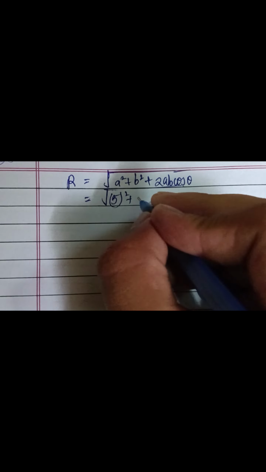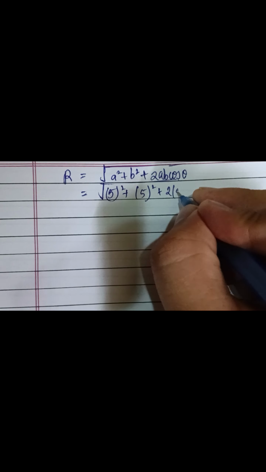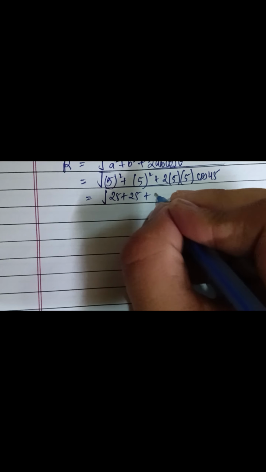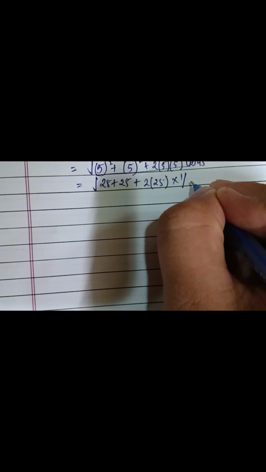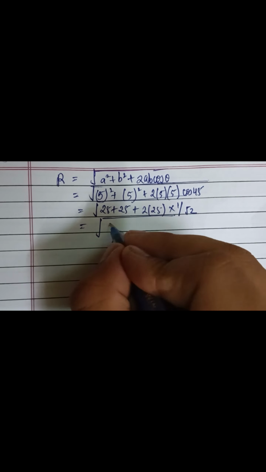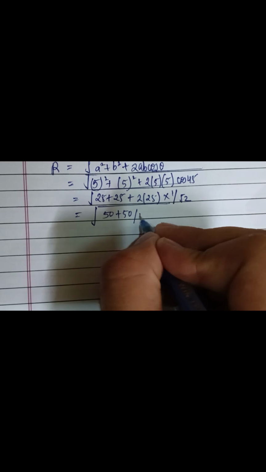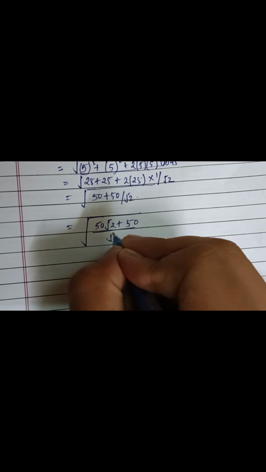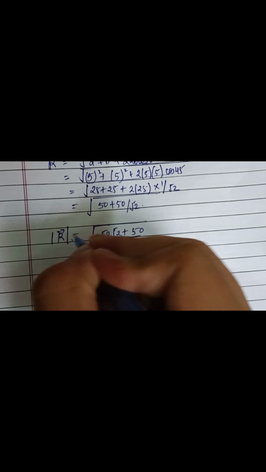5 square plus 5 square plus 2 into 5 into 5 into cos of 45 is equal to under root of 25 plus 25 plus 2 into 25 into 1 upon under root 2, is equal to under root of 50 plus 50 upon under root 2, is equal to under root of 50 under root 2 plus 50 upon under root 2. So therefore this will be the resultant.